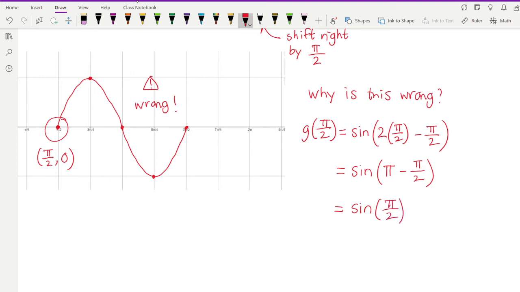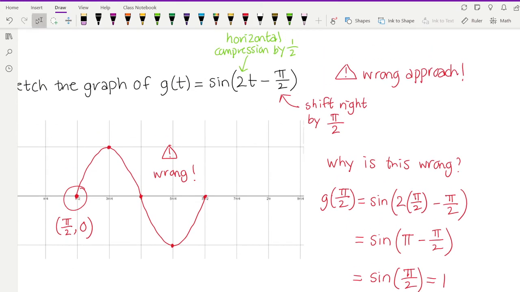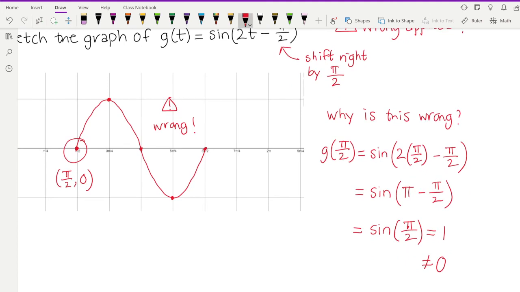And so what is sine of pi over 2? Well, that's equal to 1, right? If you go to an angle of pi over 2 on the unit circle, the y-coordinate is 1. And so that's 1, and that doesn't match the graph, right? If this was the correct graph for this equation, then it should have equaled 0.